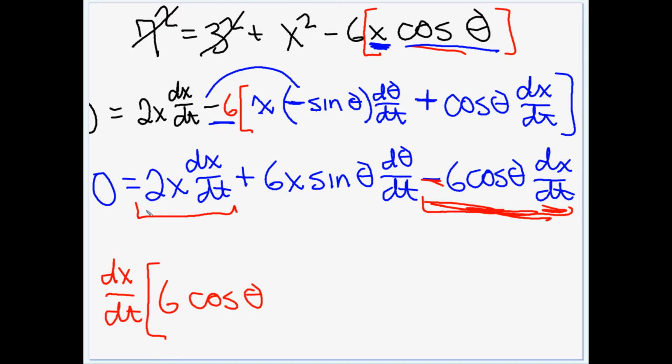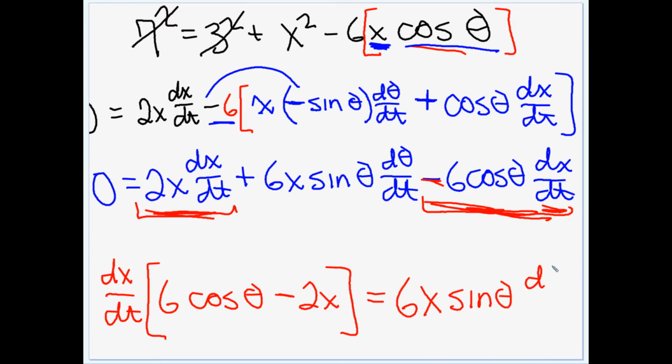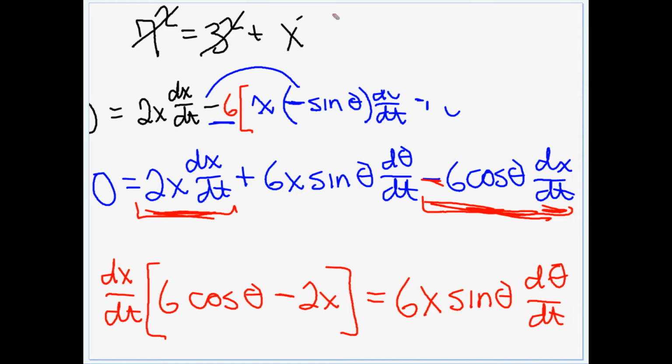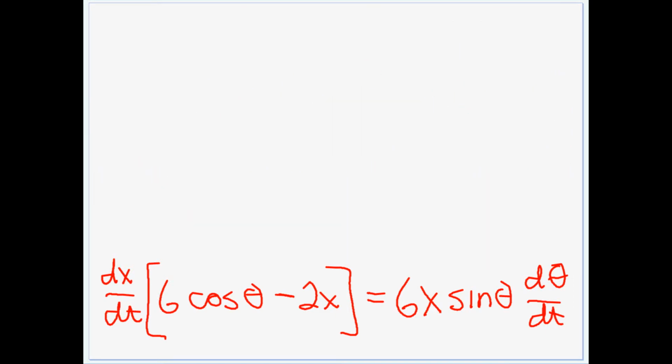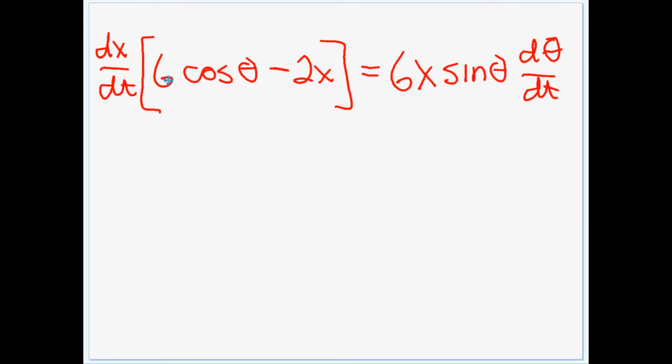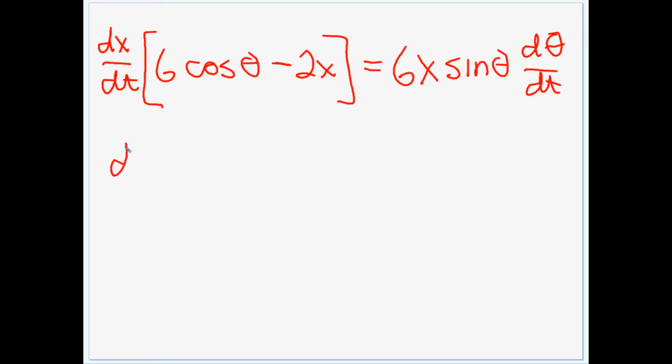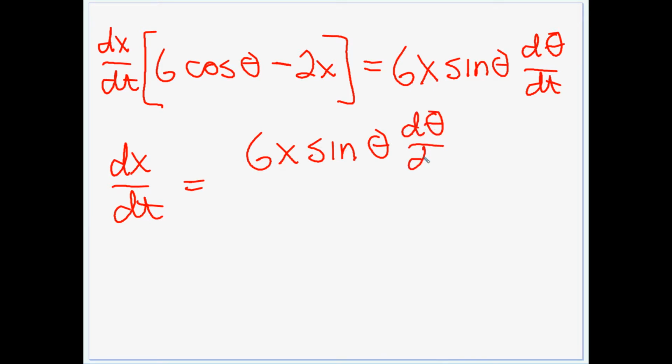Here we have a 2x dx dt. That's going to come over, become a negative 2x, and we factor out the dx dt. So that means here on the other side of equals, the only thing left is 6x sine theta d theta dt. And of course, we are going to divide through by the quantity in the brackets. Dx dt is equal to 6x sine of theta d theta dt, all of that divided by 6 cos theta minus 2x.